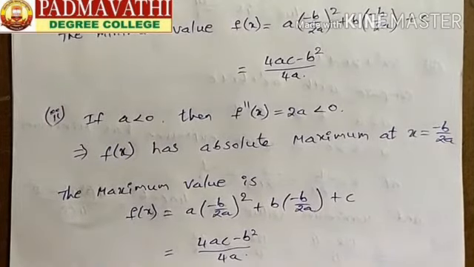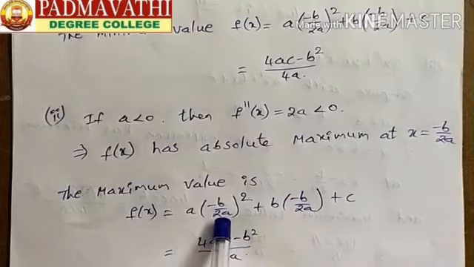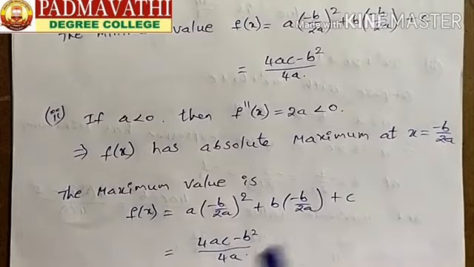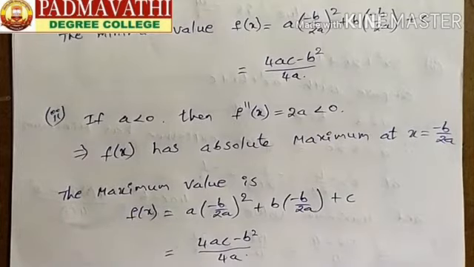The maximum value we can find by substituting that x value, minus b by 2a, in the given expression f of x, ax square plus bx plus c. In place of x we substitute, so f of x equals a into minus b by 2a whole square plus b into minus b by 2a plus c. Now we simplify this value, and the value will be 4ac minus b square by 4a.